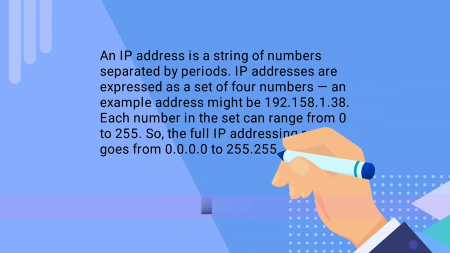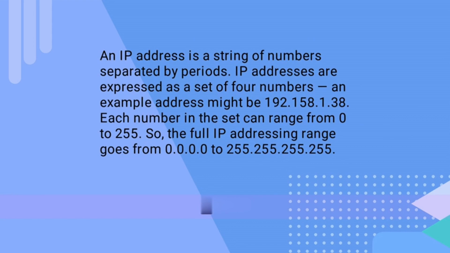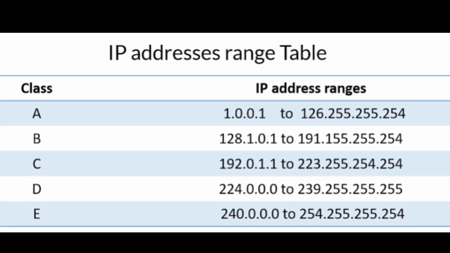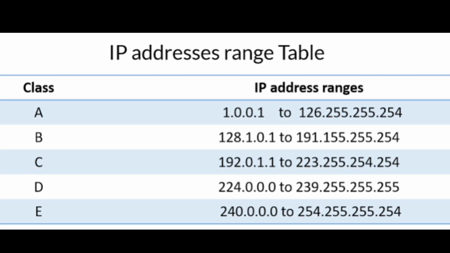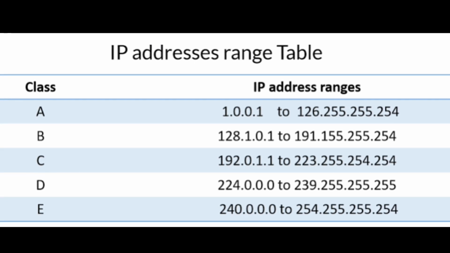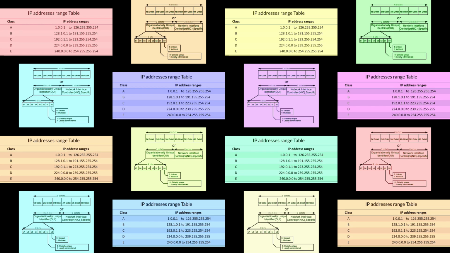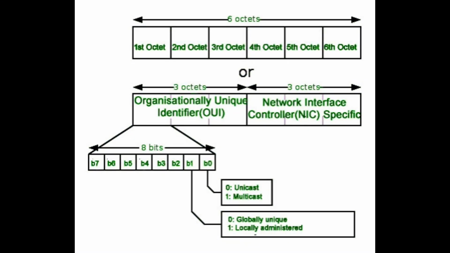IP addresses are expressed as a set of four numbers. An example address might be 192.158.1.38. Each number in the set can range from 0 to 255. So the full IP addressing range goes from 0.0.0.0 to 255.255.255.255. The IP address is a 32-bit number that uniquely identifies a network interface on a machine.